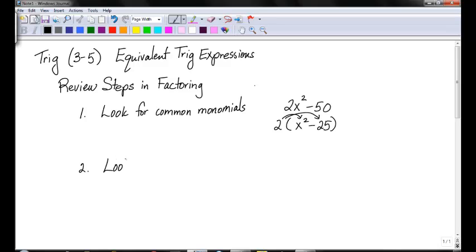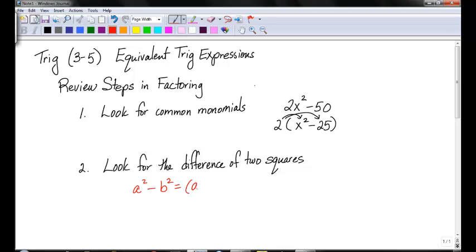Second step, look for the difference of two squares. In that pattern, most of you will remember the pattern a squared minus b squared, difference of two squares. And that'll factor into a plus b times a minus b. One plus sign, one minus sign. I don't care if you write it a minus b, that quantity times a plus b, it's the same answer.